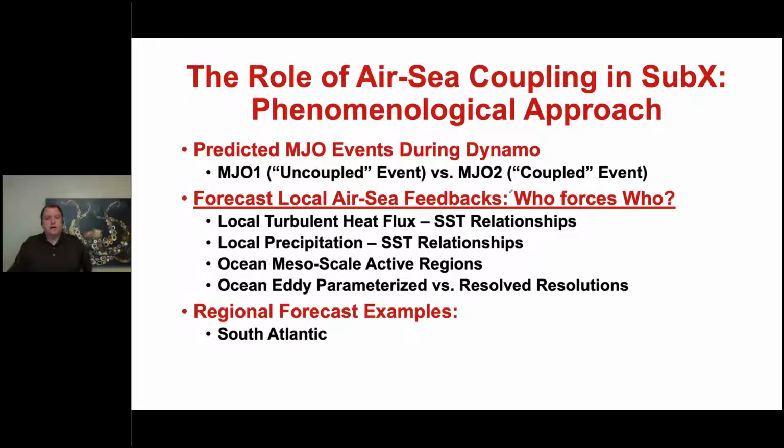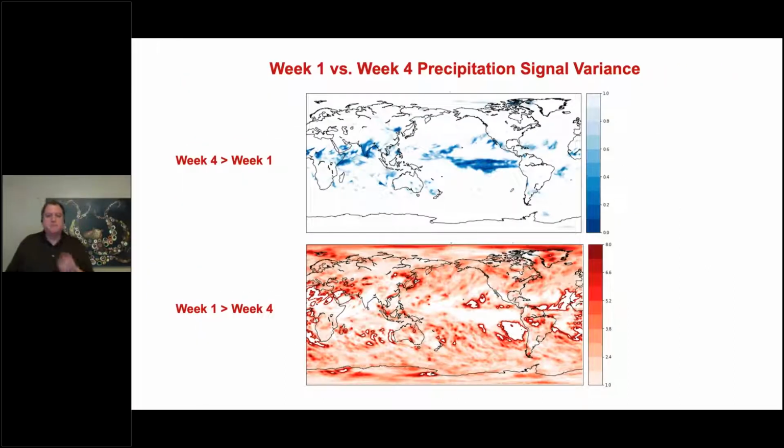Okay, so this question of who's forcing who, the first thing I want to do is motivate why we started thinking about that, and then I'm going to talk a little bit about how we started to look at this. So here's the motivation slide, and let me explain what I'm looking at here. This is looking at the week 1 versus week 4 precipitation signal variance. So it's a ratio, and this is only plotting areas where the variance is less than 1. Where the variance is less than 1, it says that the week 4 variance in rainfall is larger than week 1, as a function of lead time. So what this is saying is that the signal variance is increasing as a function of lead time.